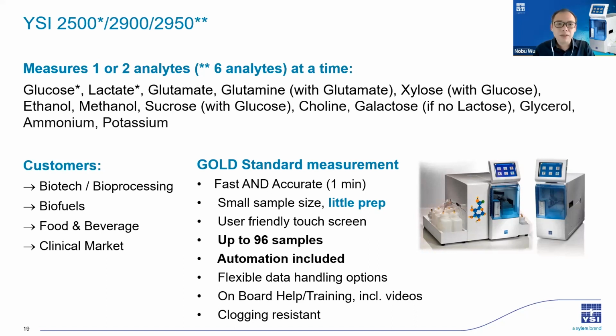because not everyone needs to measure all these parameters at the same time. And then with the 2950, we extend it to handle the ion selective electrode, ammonium and potassium as well. And our major customers for this analyzer are laboratories in the biotech, bioprocessing lab, biofuels, some food and beverage customers, and the clinical market.